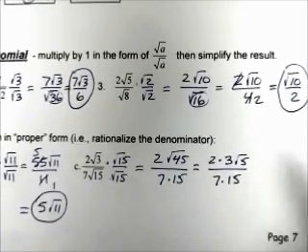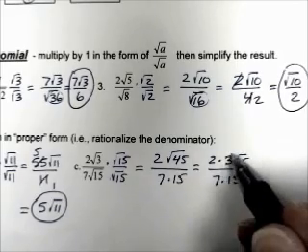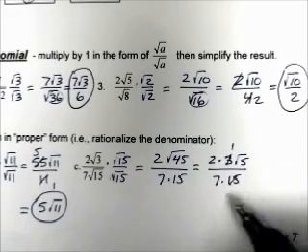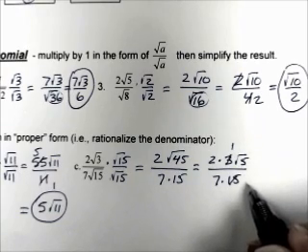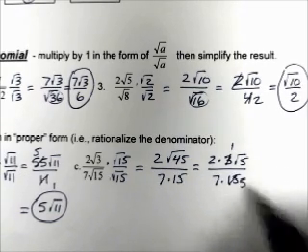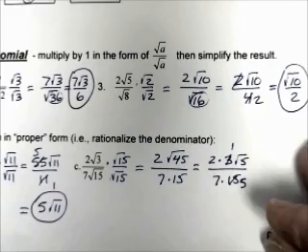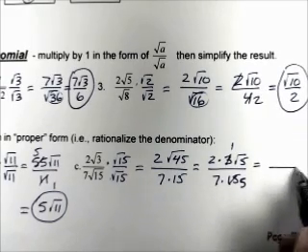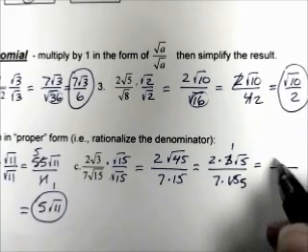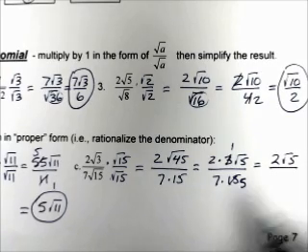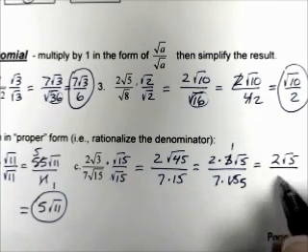And instead of multiplying, let me reduce first, right? The 3 and the 15 reduce, because this is all multiplication here. So we can divide out common factors. Now our numerator is 2 square root of 5, and our denominator is 7 times 5, which is 35.